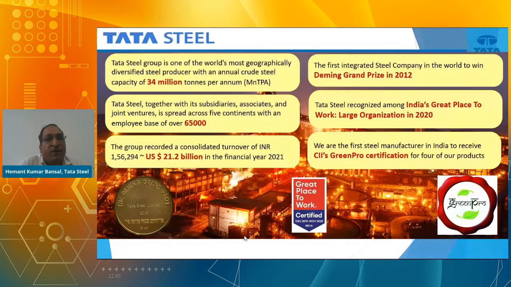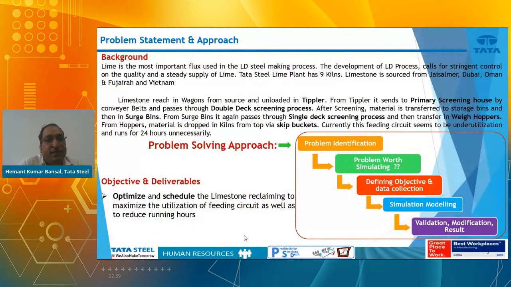The problem is like this. Lime is the most important flux used in the LD steel making process. The development of the LD process calls for stringent control on quality and a steady supply of lime. The Tata Steel lime plant has 9 kilns, and limestone is sourced from Jaisalmer, Dubai, Oman, Khajuraho, and Vietnam.